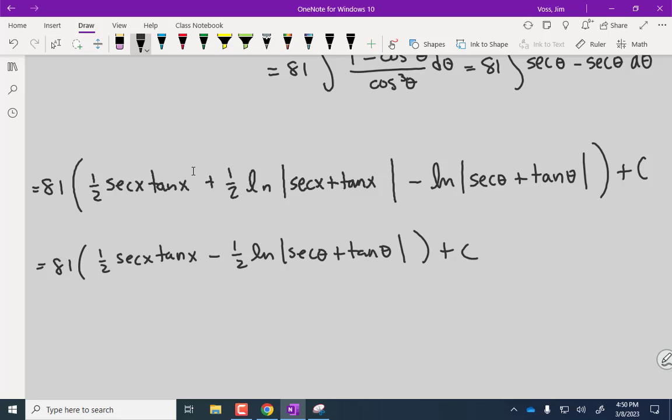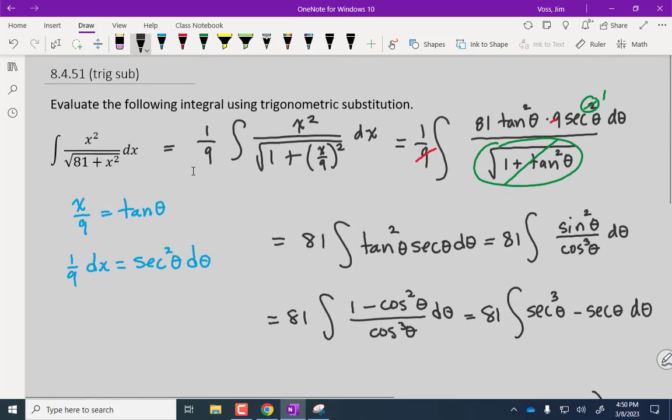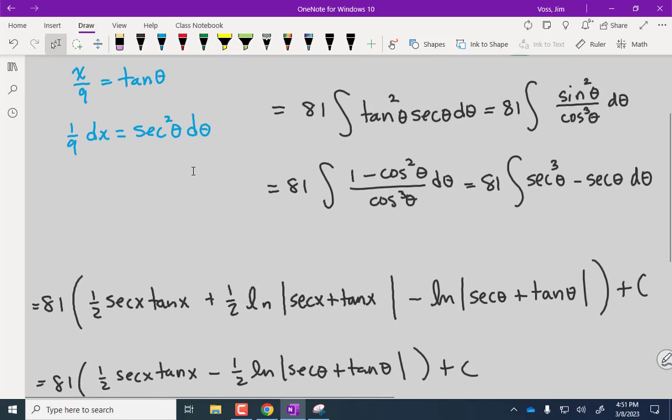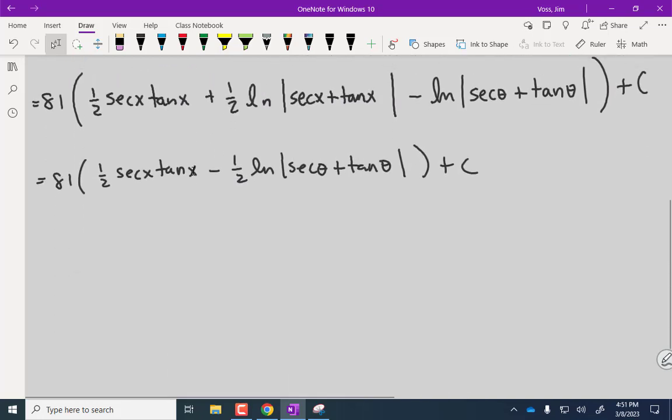So that's the simplification. Now we want to get back to x from theta. Since x over 9 is tangent, let's draw our triangle over here. Tangent of theta is opposite over adjacent, so x and 9. Hypotenuse will be the square root of the sum of the squares. And now we just plug this in.